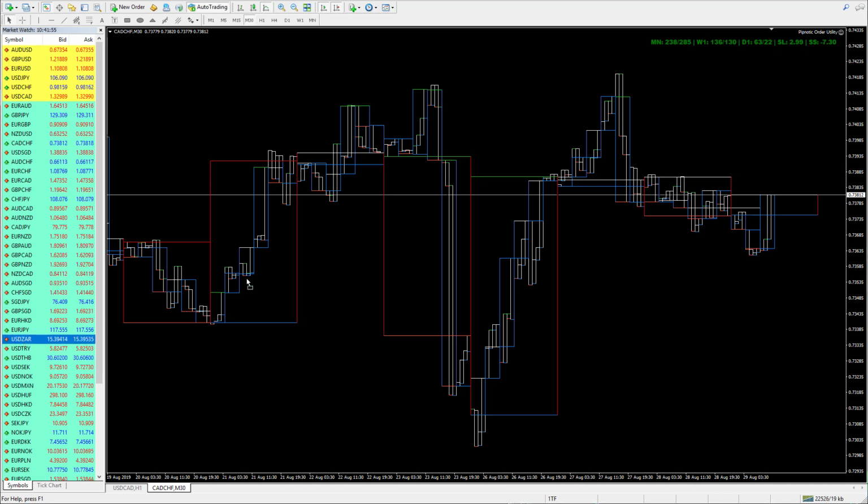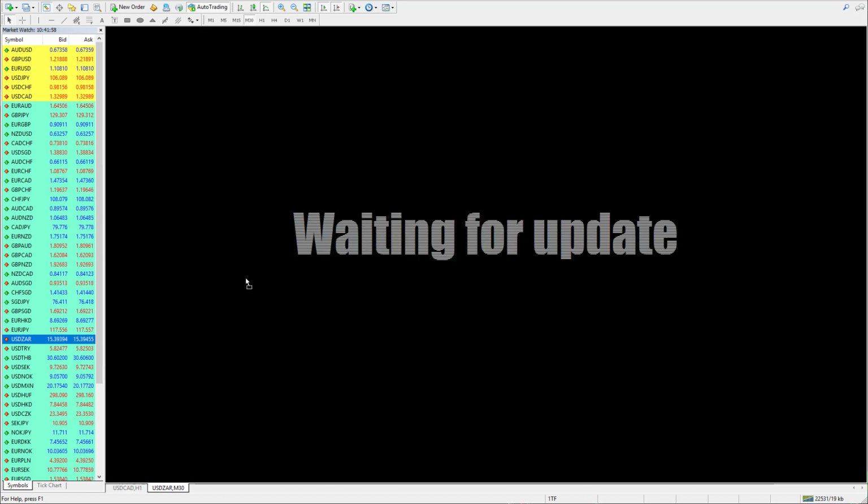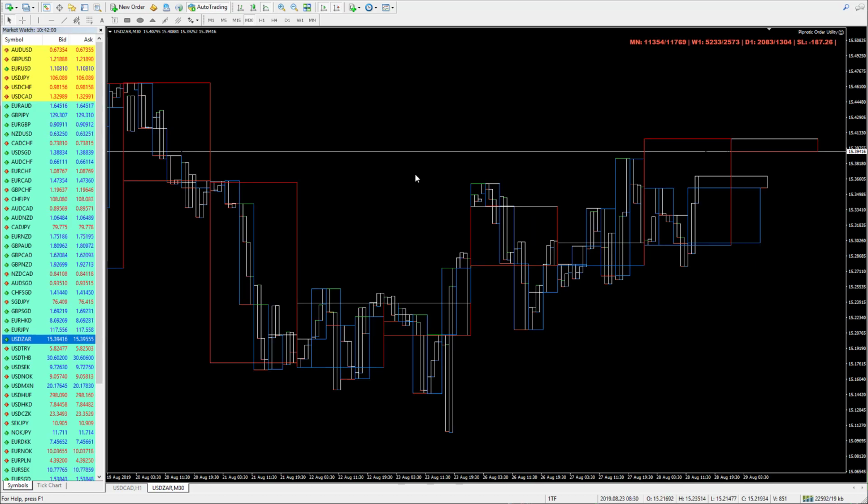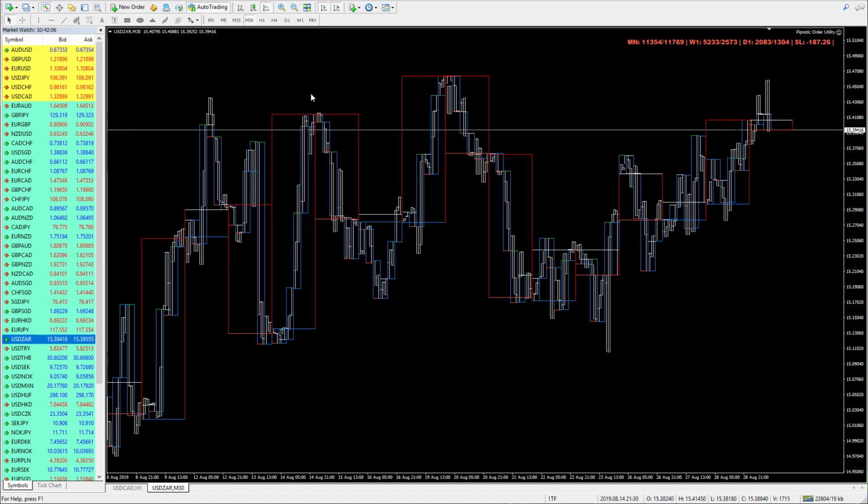Let's check out the American dollar, South African rand. I have a friend from South Africa, so I'll do this for him. What do we have here? We don't really have a lot. Let's zoom out a little bit. Well, you can see that there's nothing really going on.